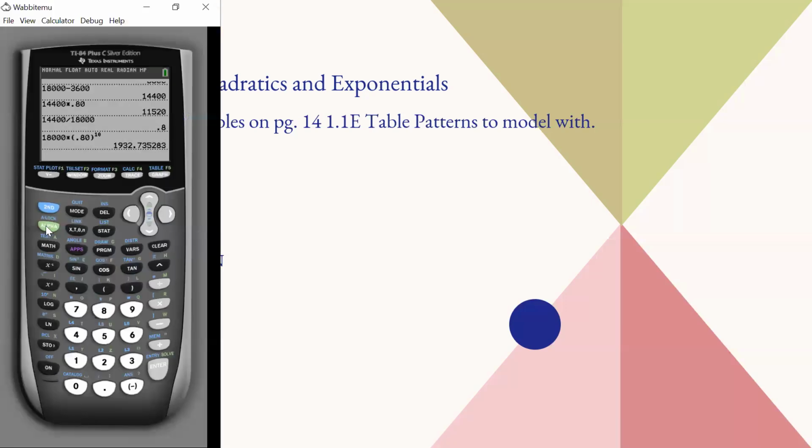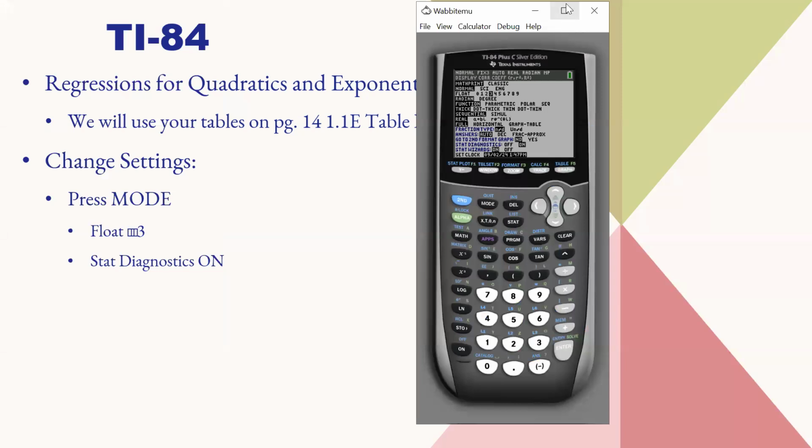So I'm going to grab my calculator screen. I'm going to clear my calculator. Second plus, and now I'm going to go to mode. I'm going to change my float to 3. And I'm going to go down where it says stat diagnostics, and I'm going to turn them on. That's all we've done so far.